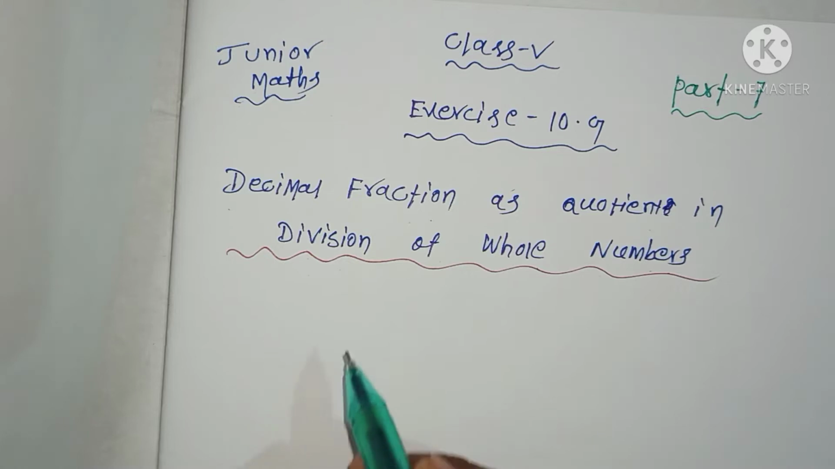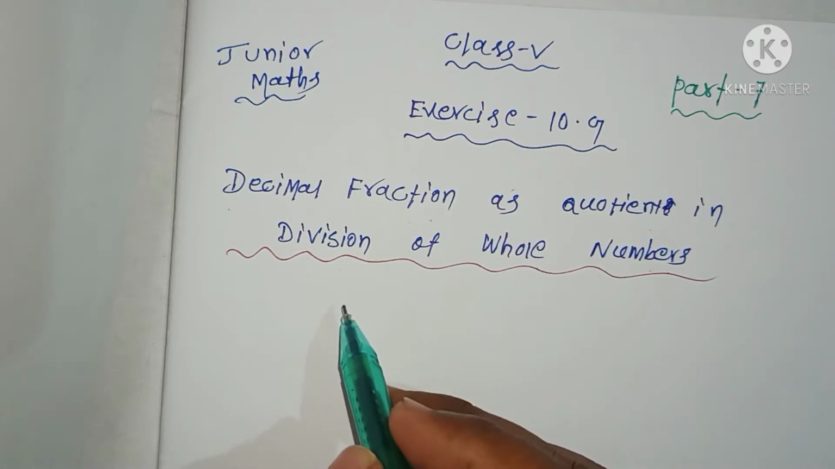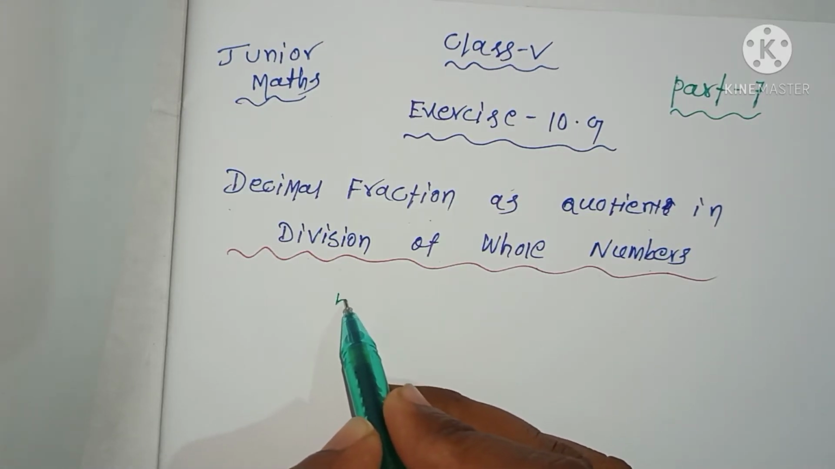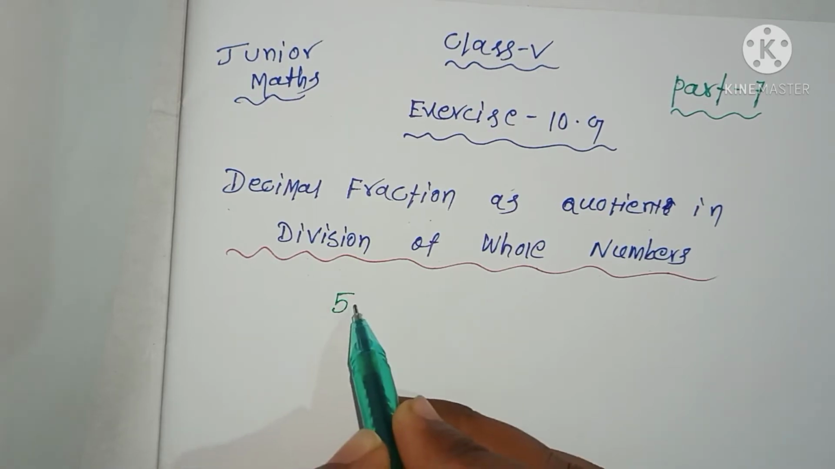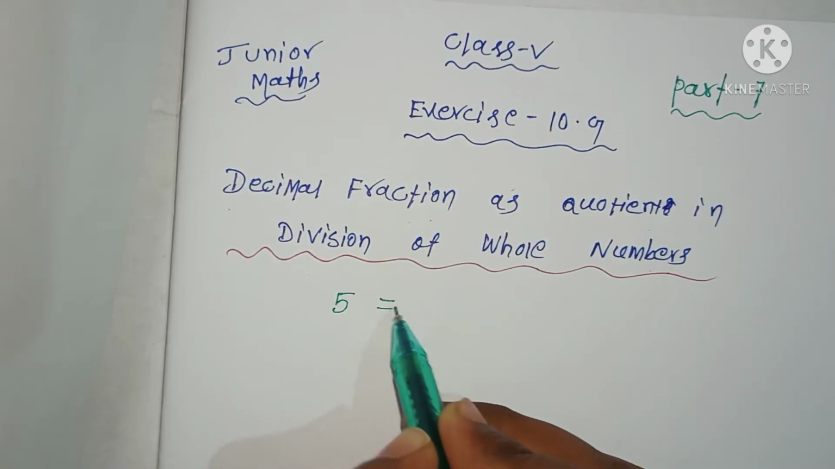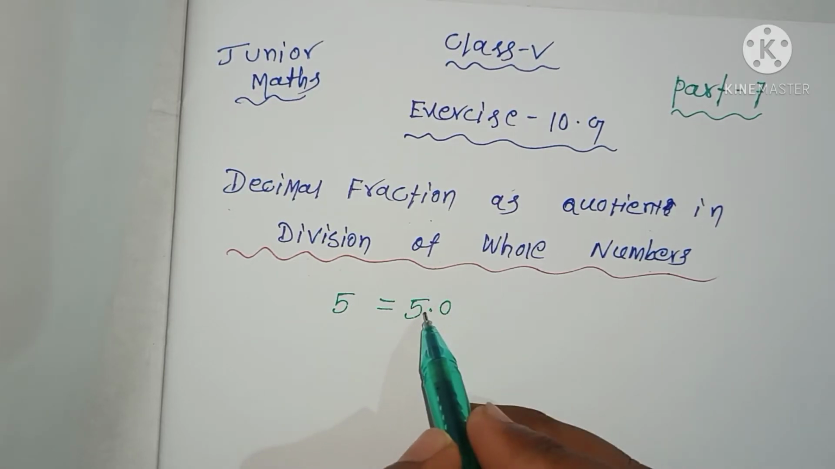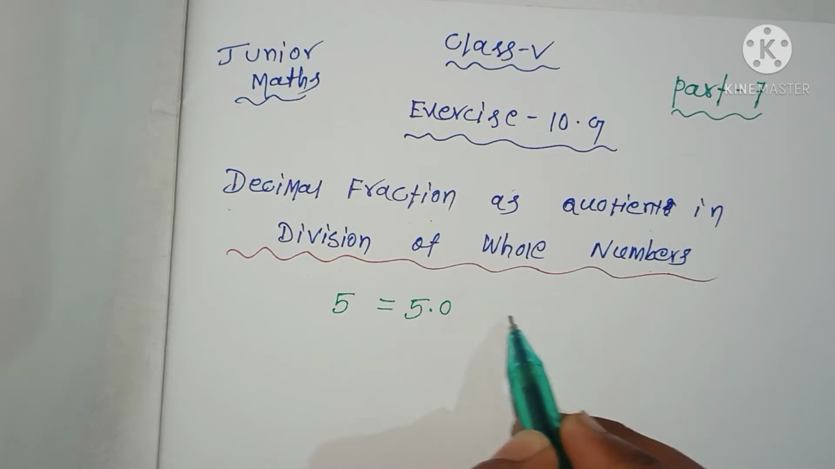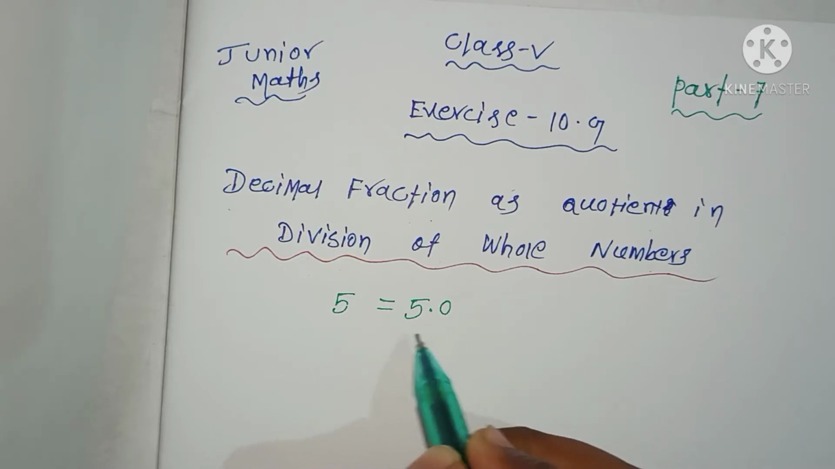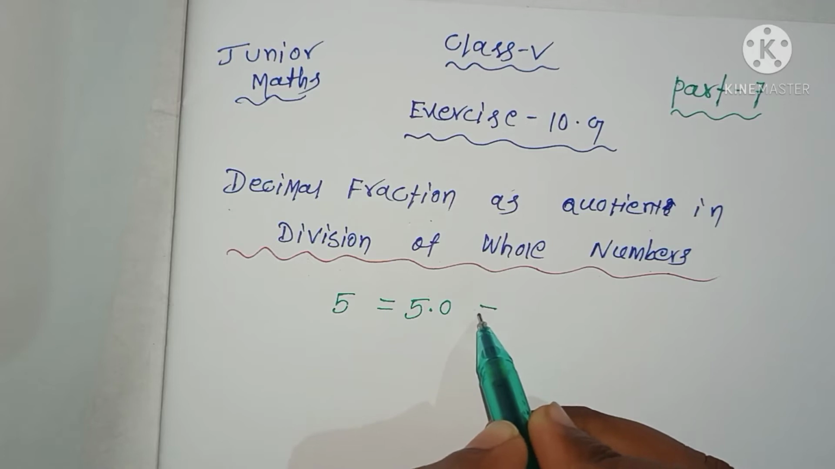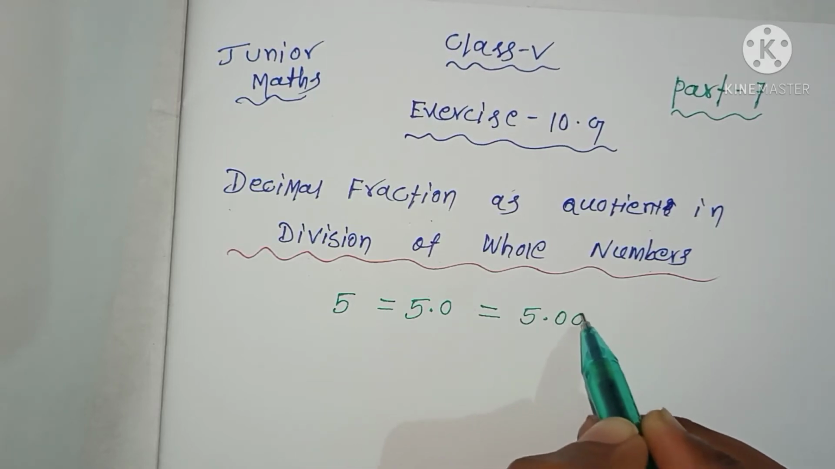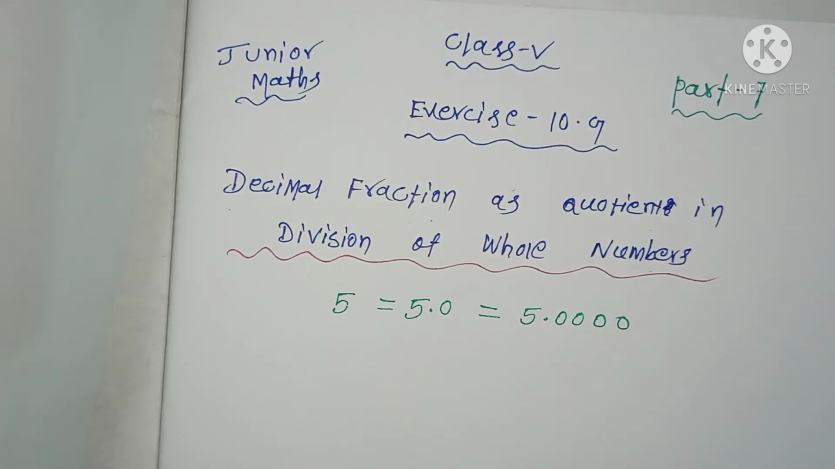We have already discussed in this chapter that a whole number, say 5, can also be written as 5.0, yes or no? After the point, however many zeros we put, the value will always remain the same. So this can also be written as 5.00, or with any number of zeros, and the value does not change. We will use the same thing here in the division process.